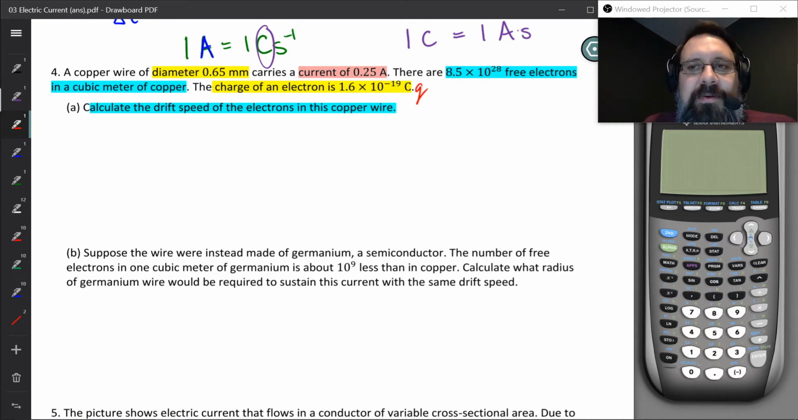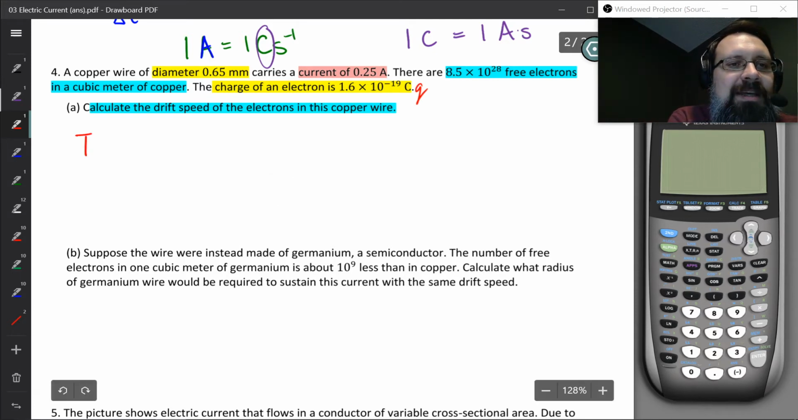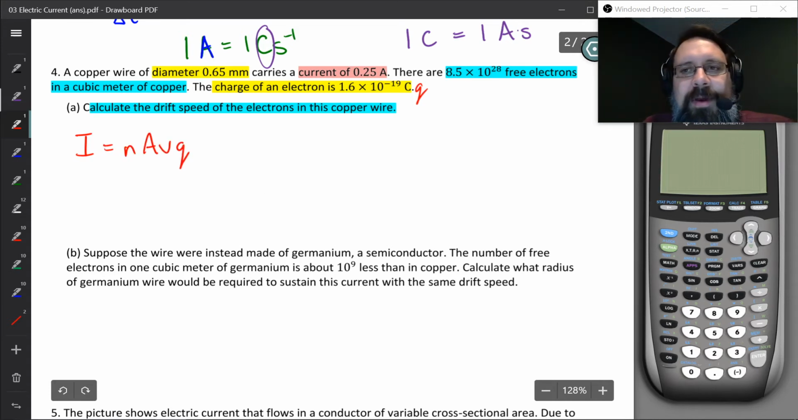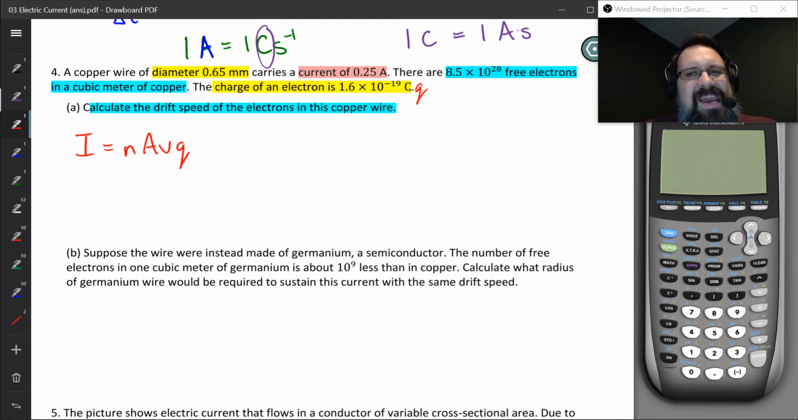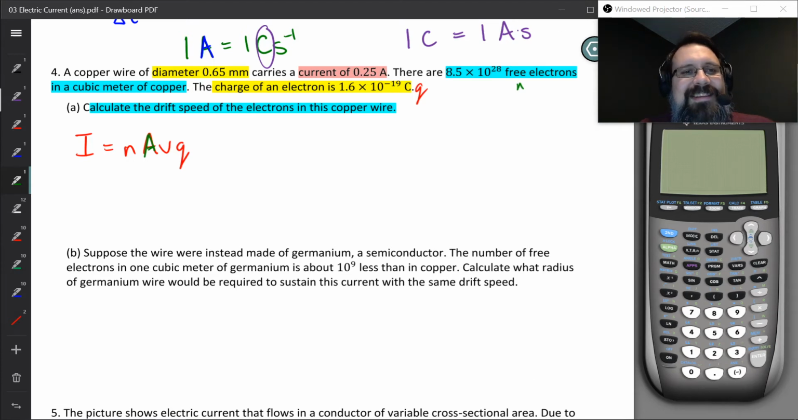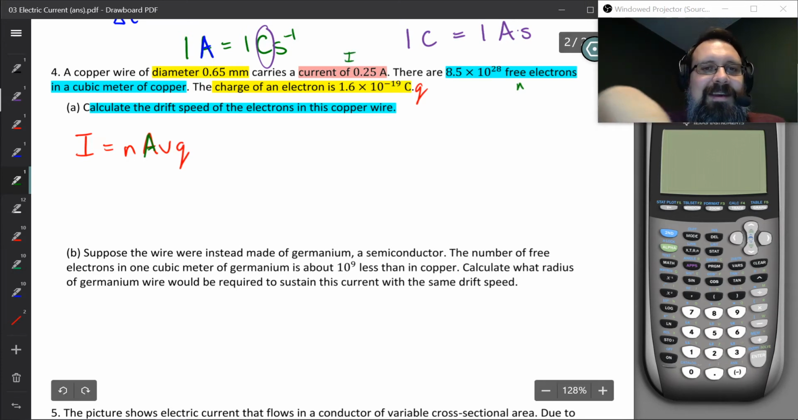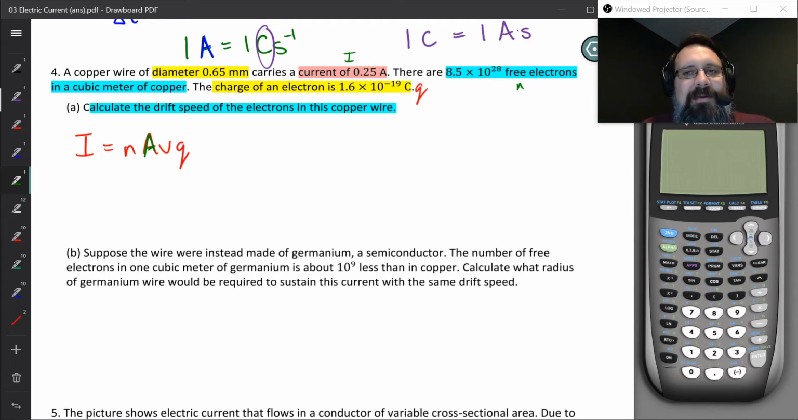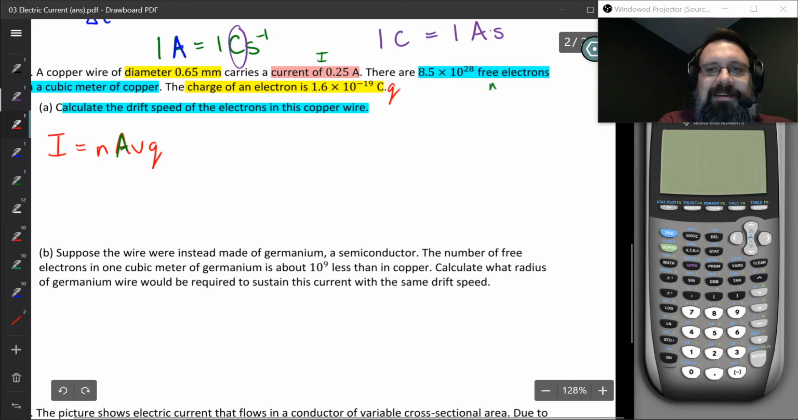Okay, the first thing is, annoyingly, if you look at the equation, I equals nAvQ, the annoying thing is that the equation is in terms of A, but the problem has given us the diameter of the wire instead of the area of the wire. So the first thing we have to figure out is, what's the area of the wire? Everything else was given to us. We know the electron density is n. We know the current, and it told us the charge. What we don't know is the area. So let's calculate that over here to the side.